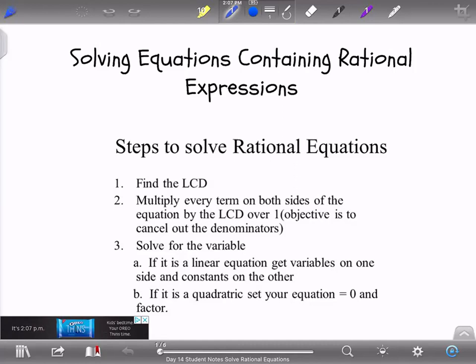Step 3, we want to just solve for the variable. So if we end up with a linear equation, we want to get the variable by itself. If we have a quadratic, we want to get everything on one side to get the equation equal to 0, and then we can go ahead and factor that.